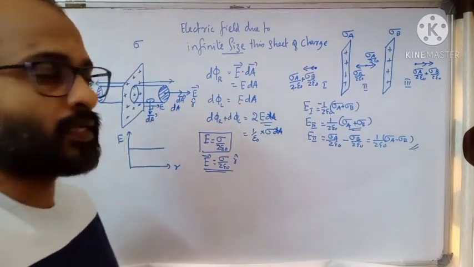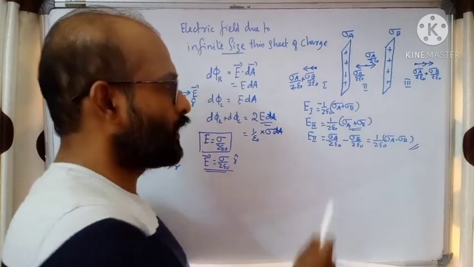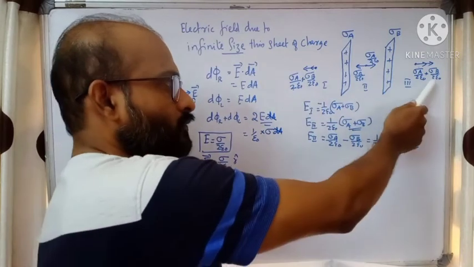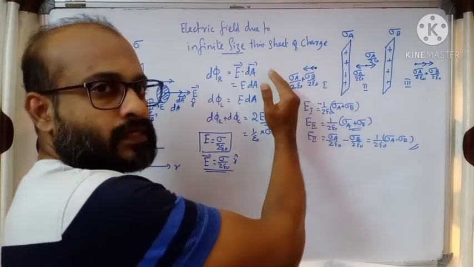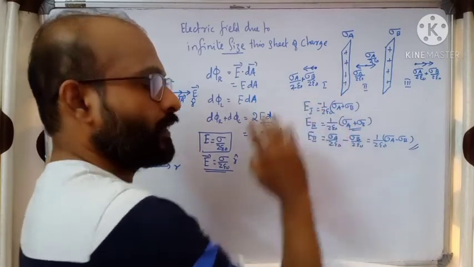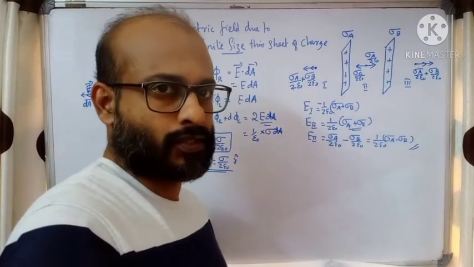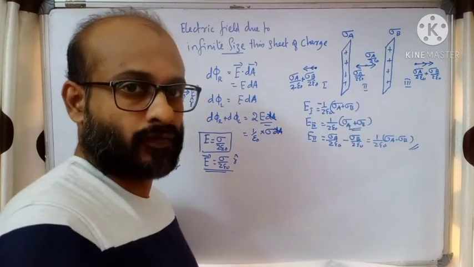So in the three regions, region 1, region 2 and region 3, we have got different values of electric field. In these two regions, the magnitude of the electric field is the same. But here we put a negative sign to show that the net field is towards the left side. The right side we have taken positive, the left side we have taken a negative sign, according to sign convention. Here, both fields are in opposite direction, so we have subtracted to get the net field.